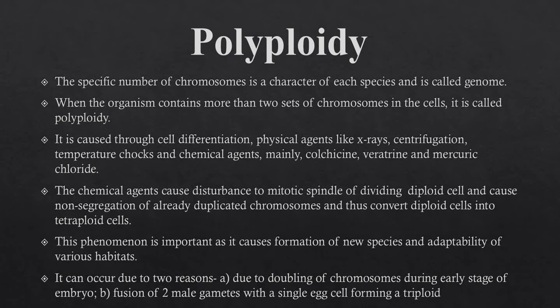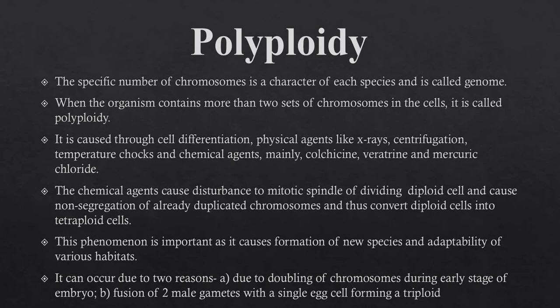When an organism contains more than two sets of chromosomes in its cells, that phenomenon is known as polyploidy. This polyploidy can be caused through cell differentiation or by the action of physical agents such as centrifugation, temperature shocks, which include excessively high temperatures and excessively low temperatures like frost, or by the action of X-rays, and certain chemical agents are also responsible for polyploidy, which include colchicine, veratrin, and mercury chloride.